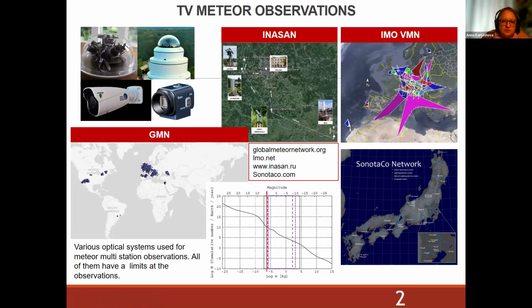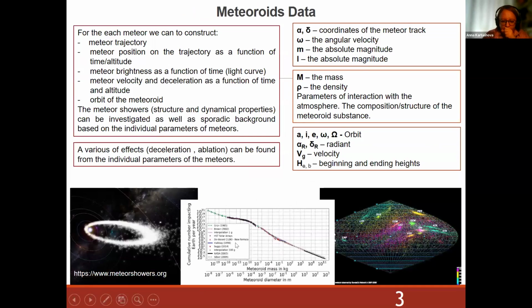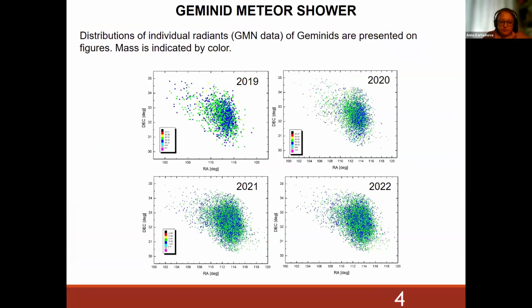In this presentation, I will talk about the observation database of the Global Meteor Network and IMO Video Meteor Network data and some Sonotaco data. Optical meteor observations permit us to obtain the parameters of the meteoroids, which are necessary for studies of the dynamic and physical characteristics of meteor showers, as well as the sporadic background. Various effects can be found from the individual parameters of the meteors. Using the individual parameters of meteors, we can analyze the meteor showers.